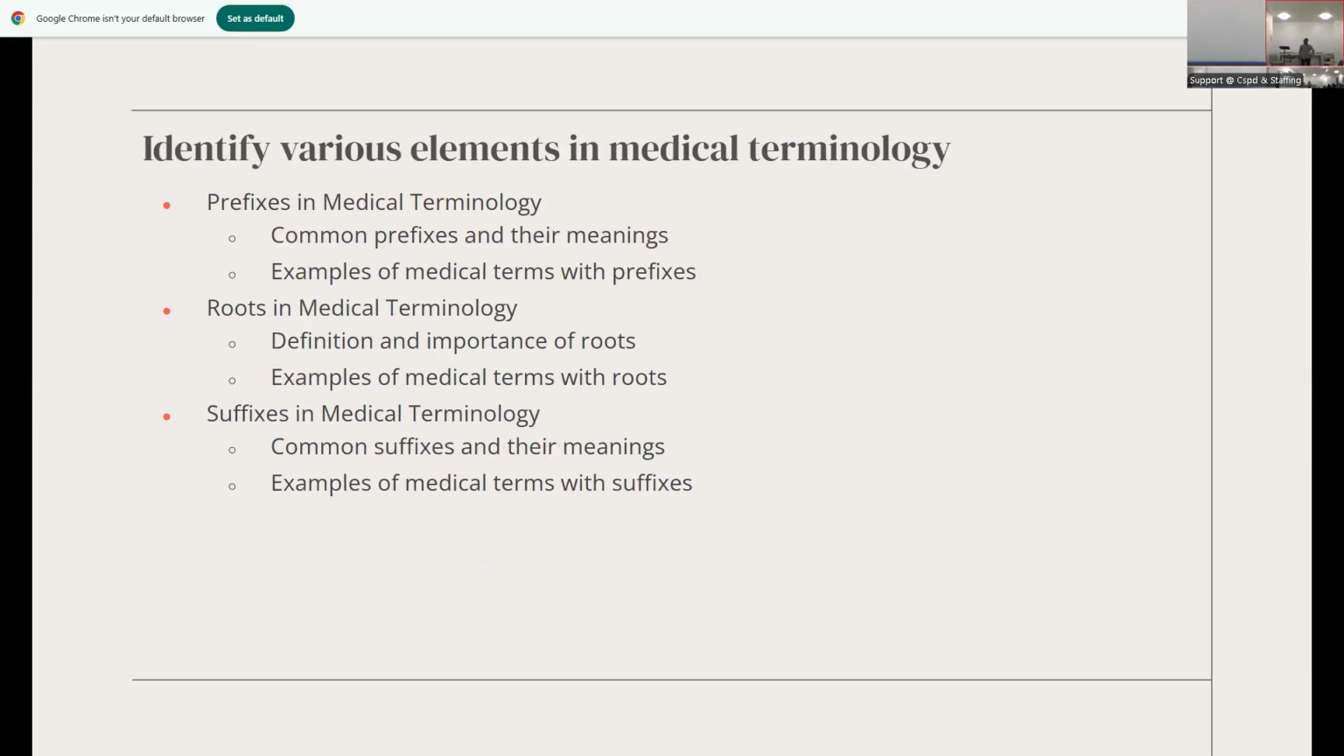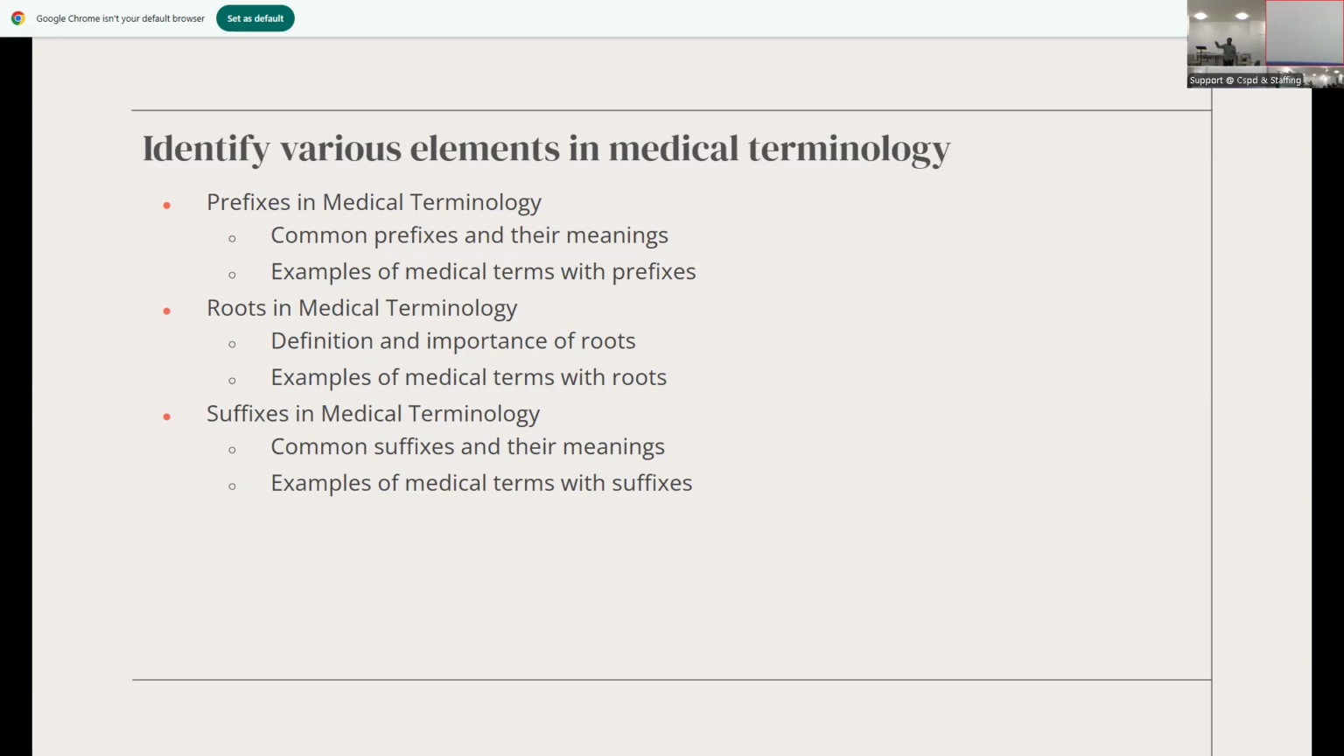Identify various elements in medical terminology. So prefix is before. Pre is before. Okay. Like premature. Pre is before. Like the way somebody is, some people, Mr. So-and-so. The Mr. is the prefix. And then Junior or Senior, that is the suffix. The one that comes after all the titles.